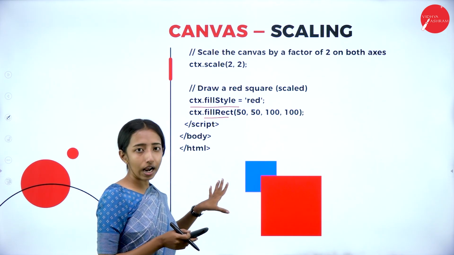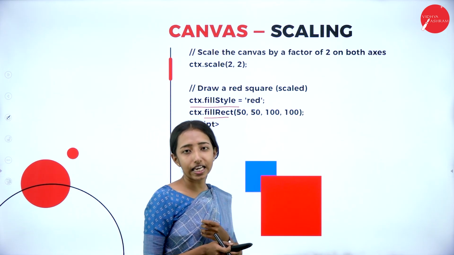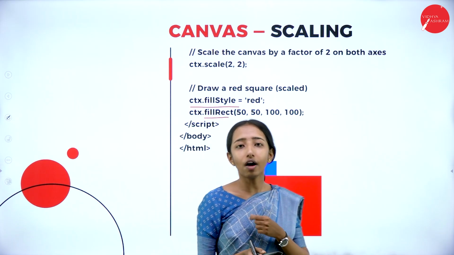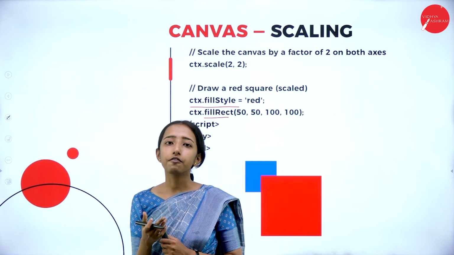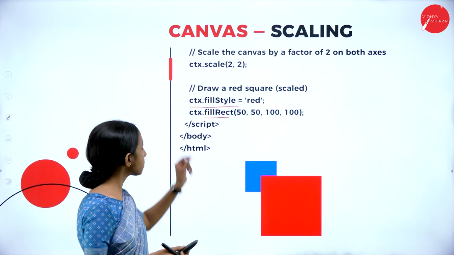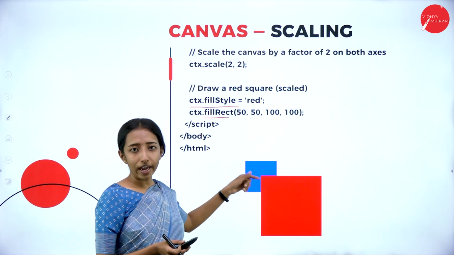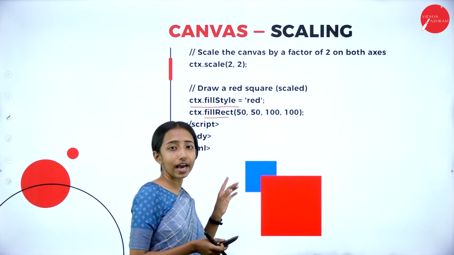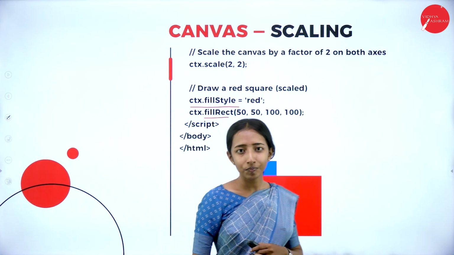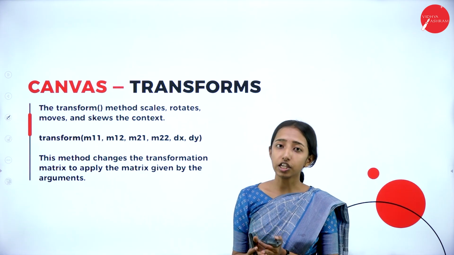So this is a simple example of how we can have scaling in the canvas. I have taken two squares with colors and fill rect, and I am using one scale method on the square we created first. So this is a simple demonstration of how we can do canvas scaling. So we have come across rotation and scaling.